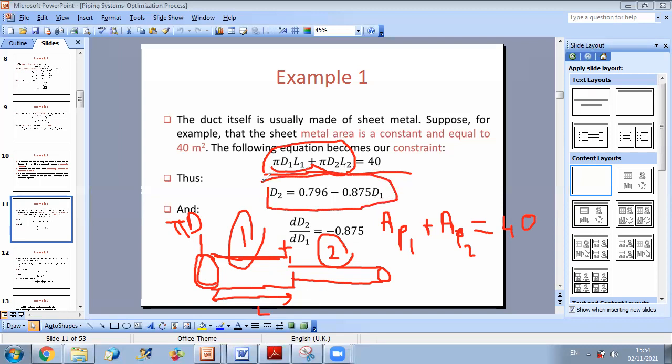From here, I get a relation between d2 and d1. So now, in the previous equation, I can replace d2 by 0.796 minus 0.875 d1, and I can replace the derivative of d2 with respect to d1 by minus 0.875.